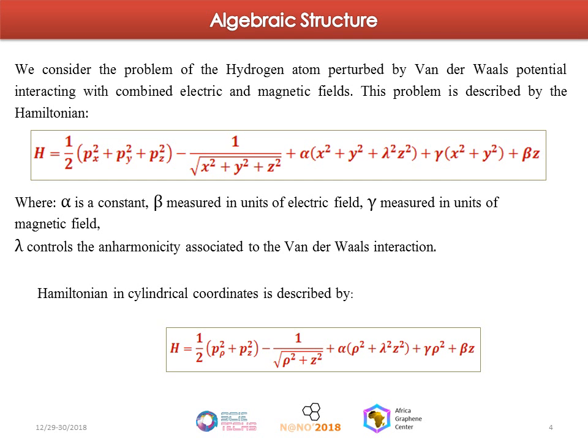This part is devoted to the study of the common level set of the first integrals in order to describe the topology of the phase space of the problem. So we consider the problem of the hydrogen atom perturbed by van der Waals potential interacting with combined electric and magnetic field. This problem is described by the Hamiltonian, where alpha is a constant, beta is measured in units of electric field, gamma in units of magnetic field, and lambda controls the harmonicity associated with the van der Waals potential.